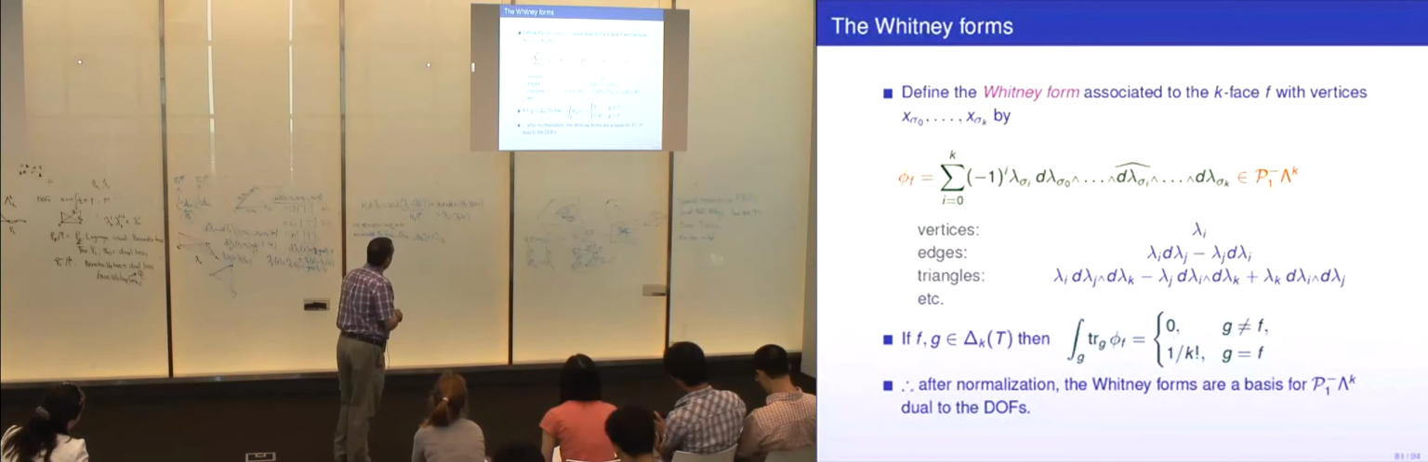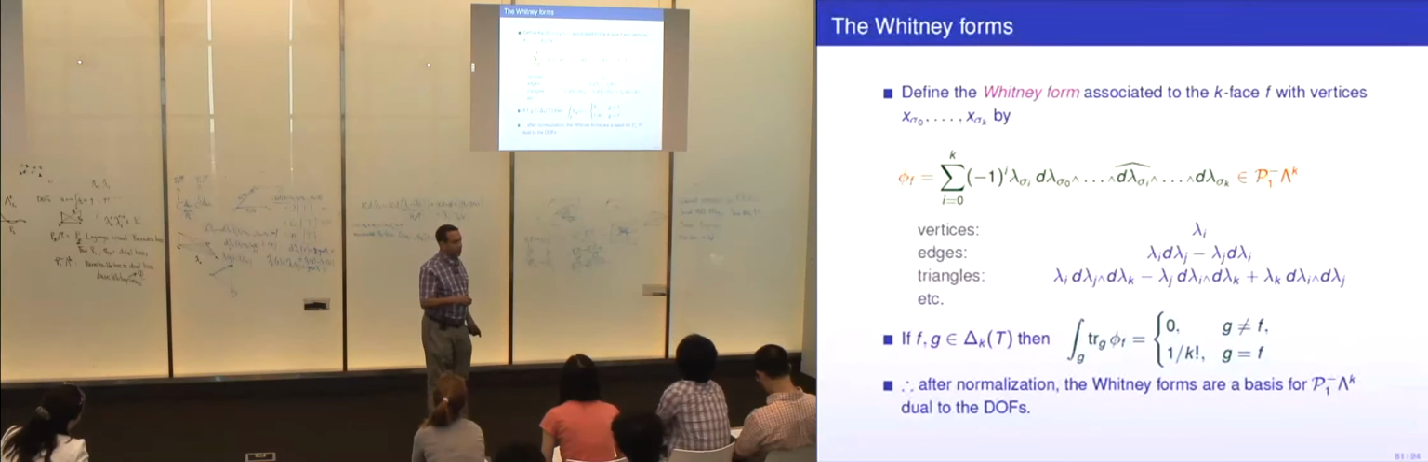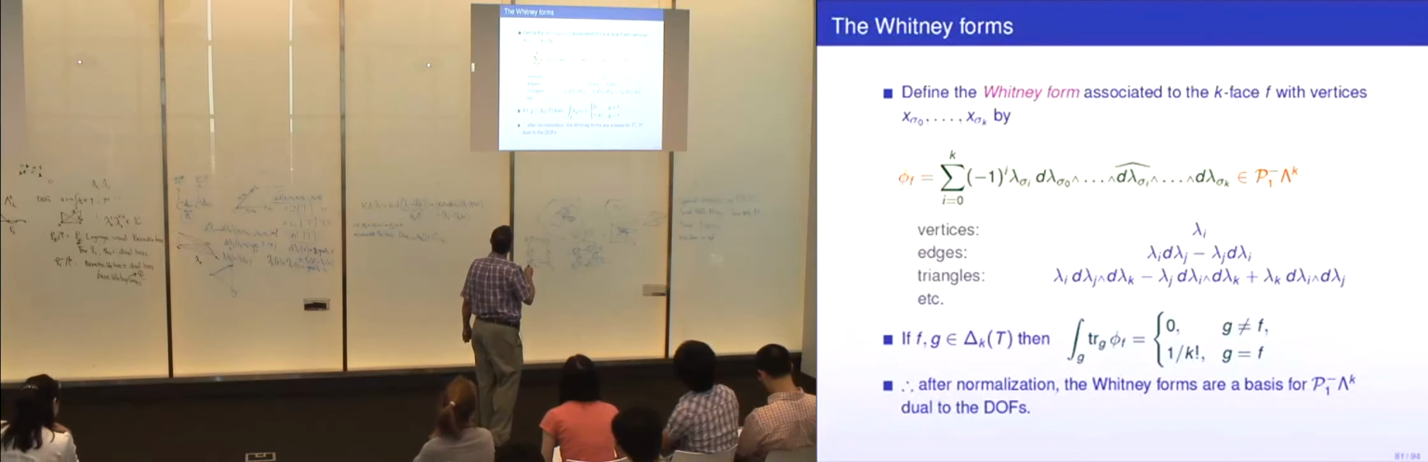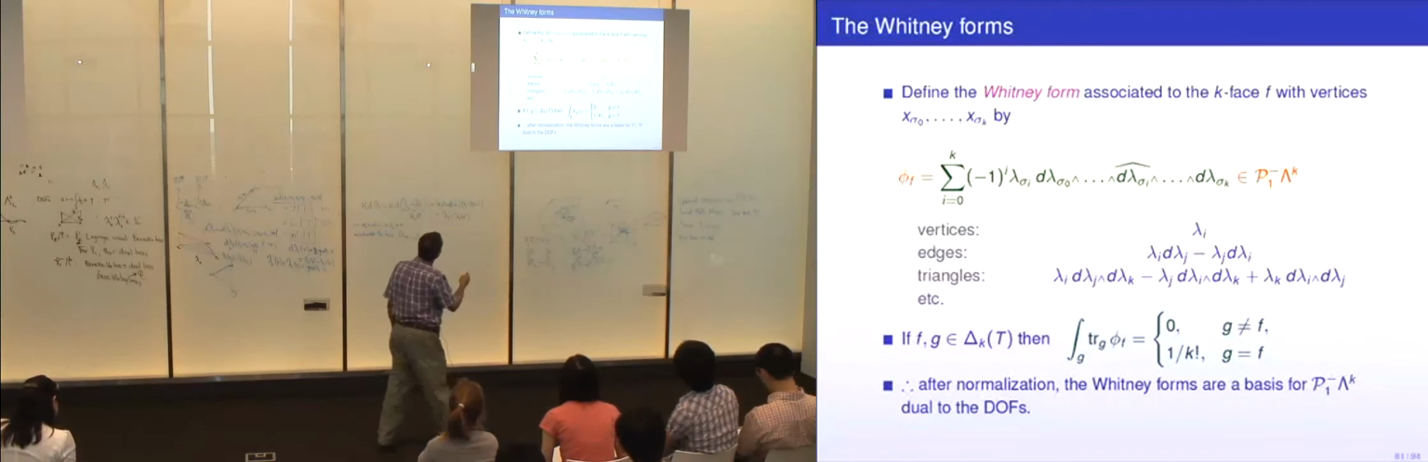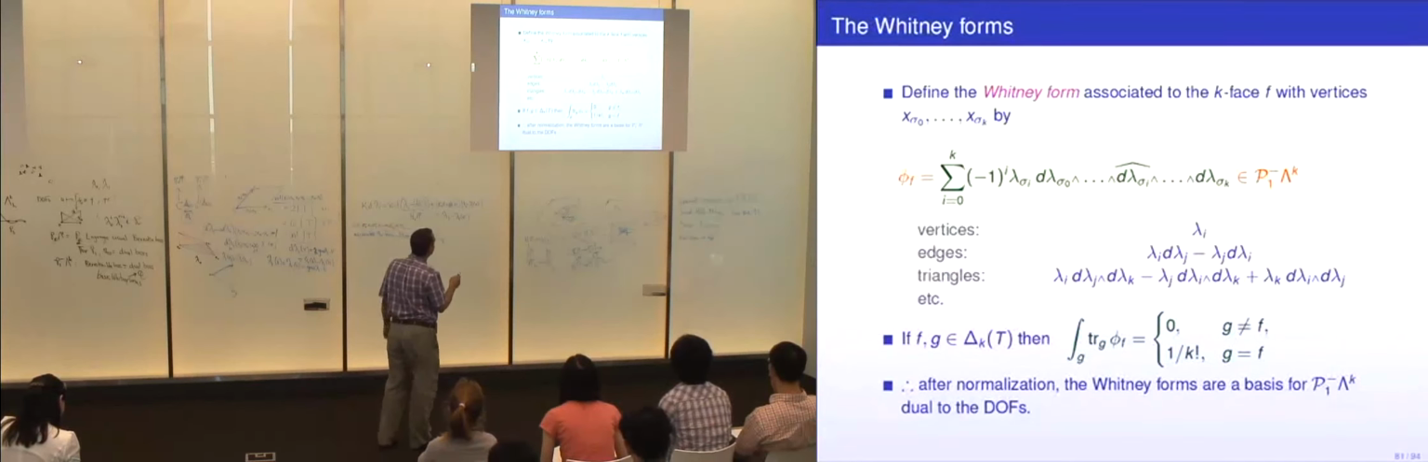You take the wedge of all the d lambdas on the face. Well, that would be too many of them. That would be a k plus 1 form, and on the face it would give you a trace of 0, as you said. But you leave one of them out, and you multiply it by lambda sigma i. So it sort of looks like Koszul. You erase one of the d's, but these are not the xi's, they're the lambda i's. So it's sort of a barycentric Koszul, alternating sum.